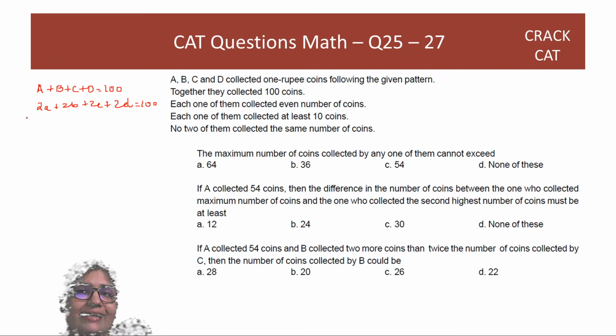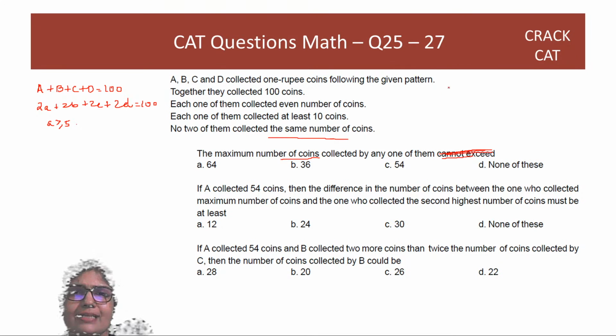And each of them collected at least 10 coins. So A is greater than or equal to 5, all of them. And they collected distinct numbers, nobody collected the same number of coins. So the maximum number of coins collected by any one of them cannot exceed what?